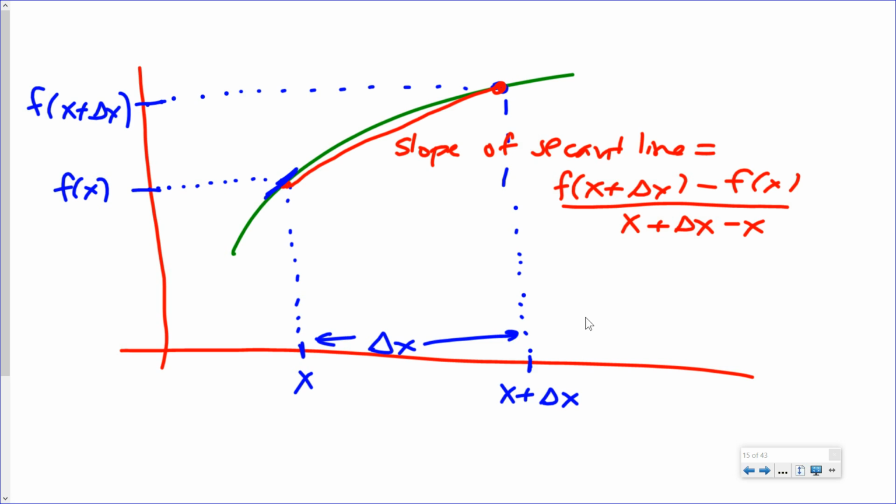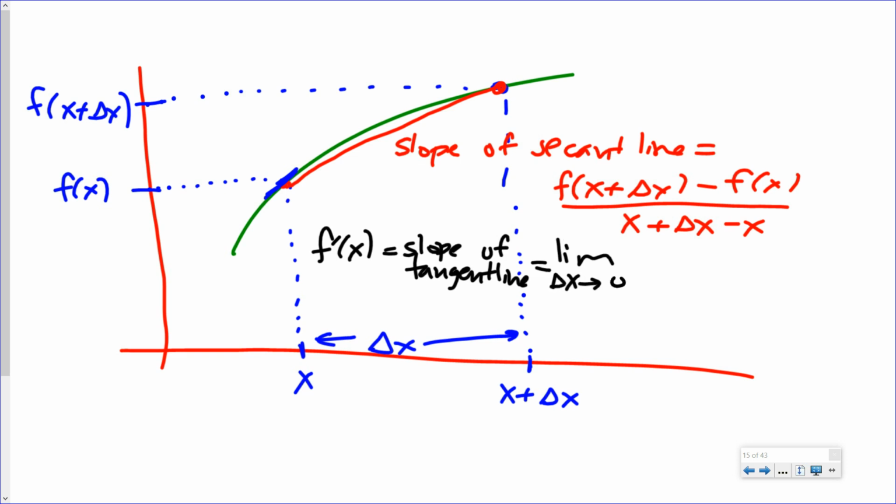What I'm going to do is take delta x and make it smaller and smaller and smaller. So it turns out that the derivative, and there's another notation for derivative, f prime of x, is equal to the slope of the tangent line, which is equal to the limit as delta x goes to 0 of this slope. So I just copy the same formula, f of x plus delta x minus f of x over delta x. Do you see these cancel out here? x minus x. So on the bottom, really, all you have is delta x, okay?